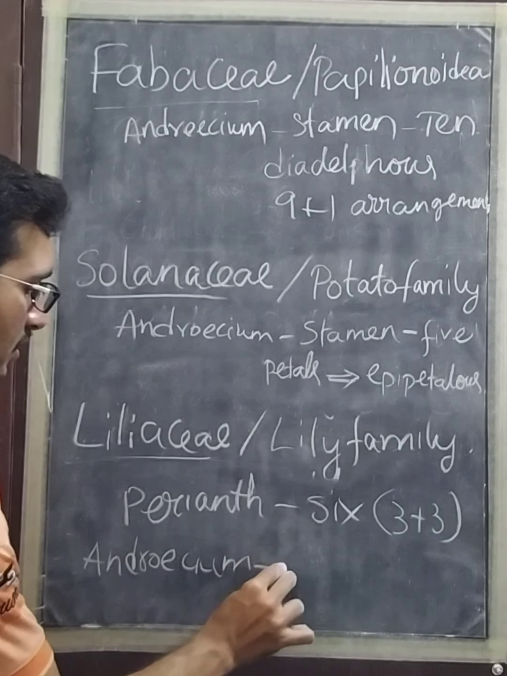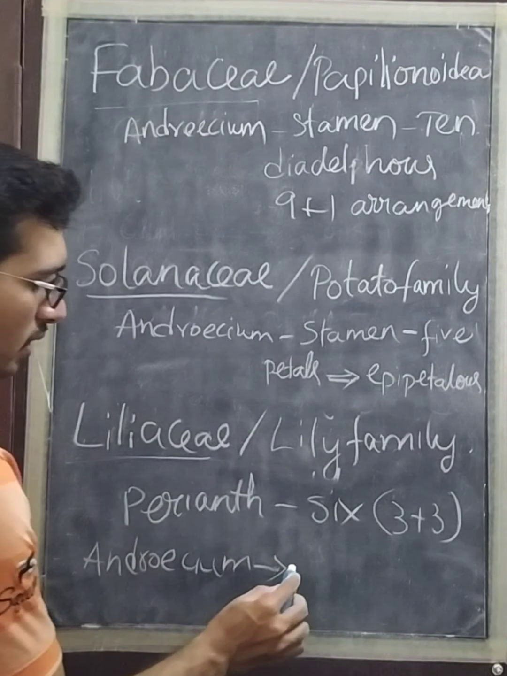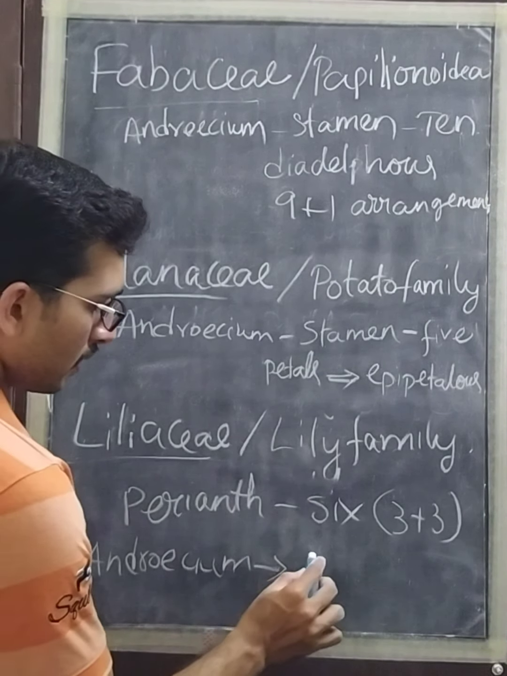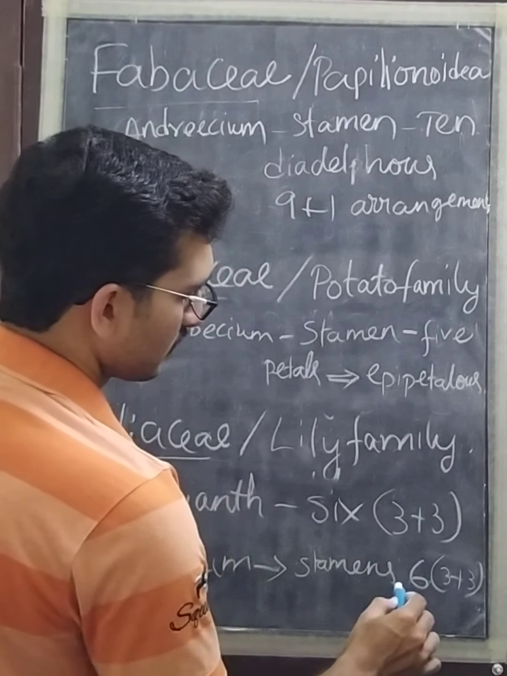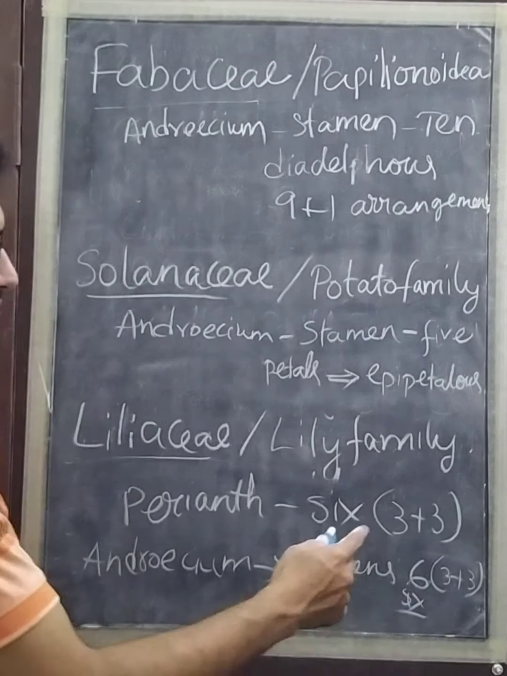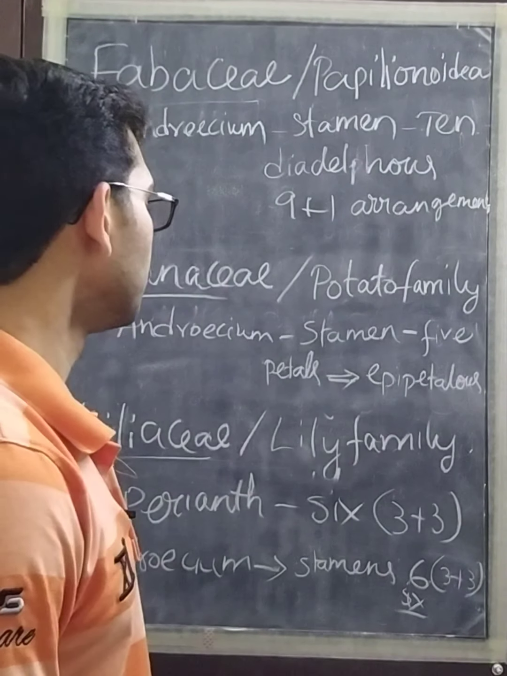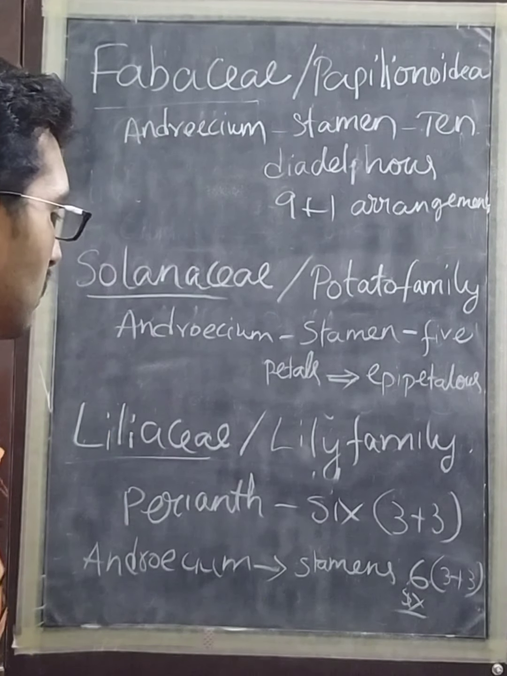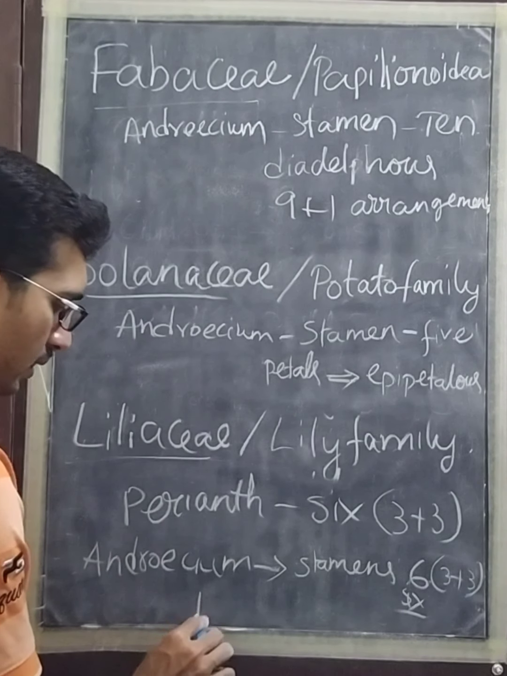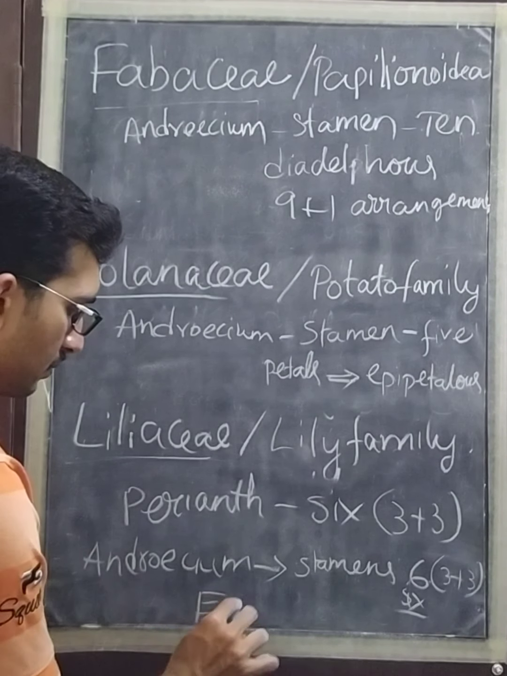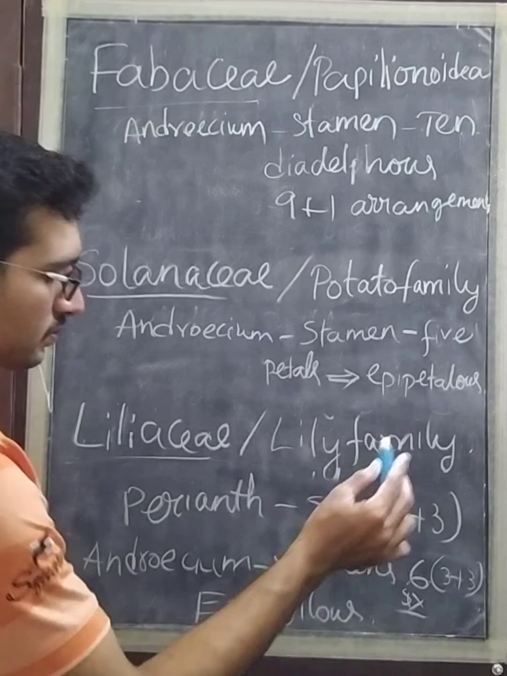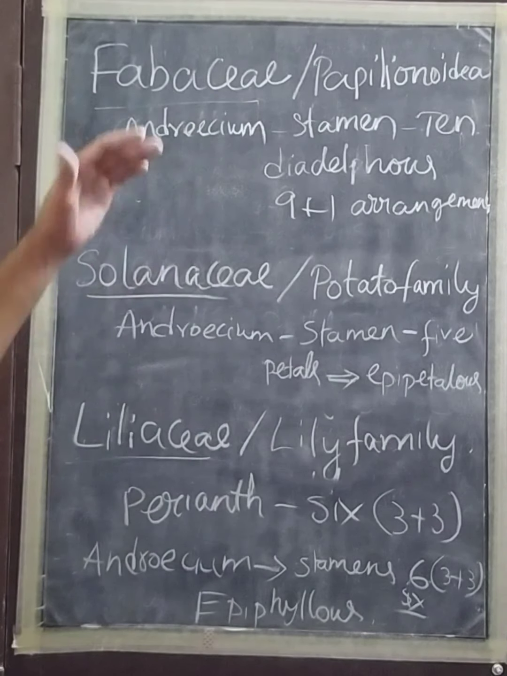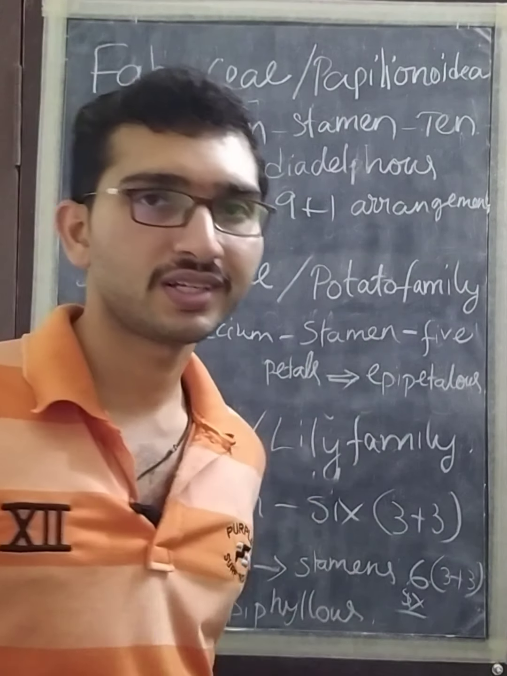Next, when it comes to the Liliaceae family androecium, here we have 6 stamens, arranged in a 3 plus 3 pattern. These are showing attachment with the perianth, so we call it epiphyllous. So this is the condition of the androecium in the 3 families.